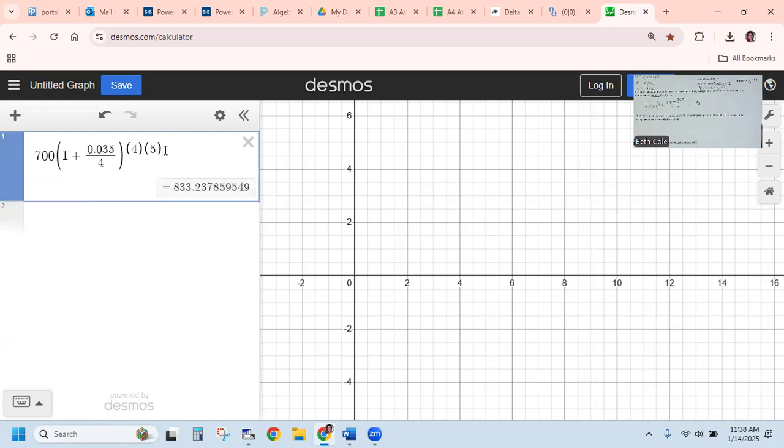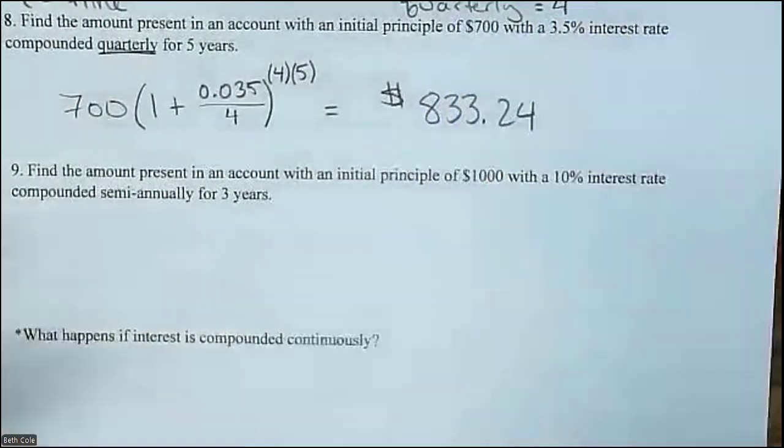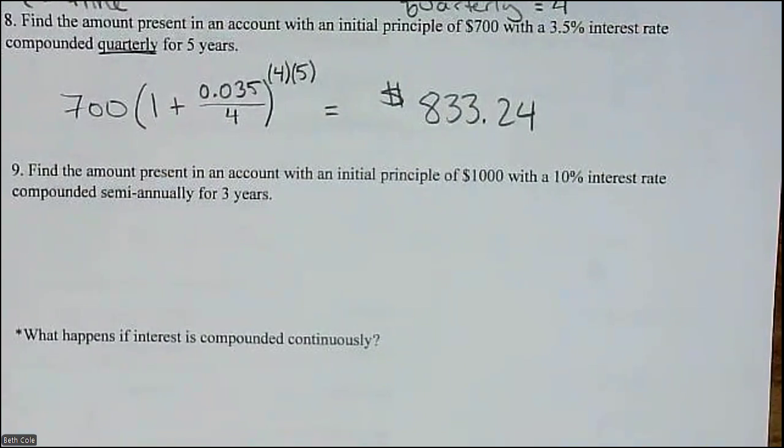There, is that a logical answer? Good. $833.24. So something bigger than 700, but not like a million. Yes, for dollars, we do 2 decimal points. We're going to have a big conversation about how rounding goes in AP Calculus in another unit, but right now, money means 2 decimal points.